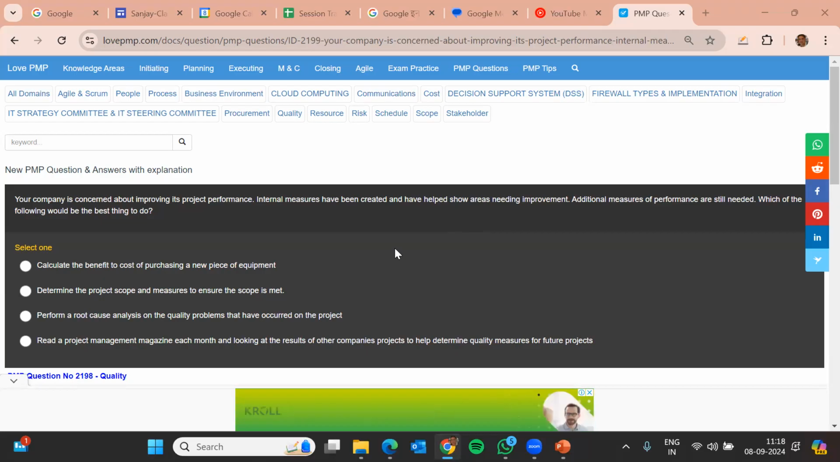Number one, calculate the benefit of the cost of purchasing new pieces of equipment. Determine the project scope and measures to ensure project scope is met. Perform a root cause analysis of the quality problems that have occurred in the project. And read the project management magazine each month, looking at the results of other companies' projects to help determine quality measurements for future projects. This seems a bit tangential, no? Yes, yes. We need to keep something in mind, sir, that we can choose the third option.